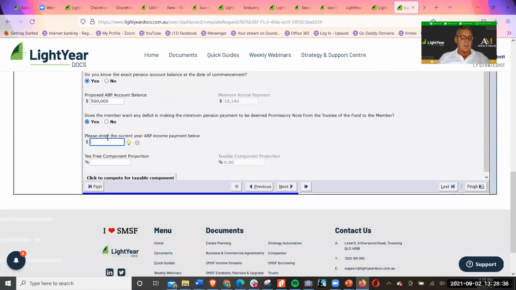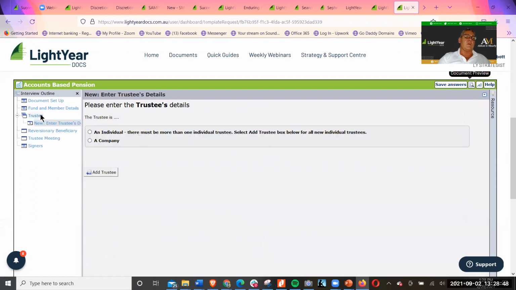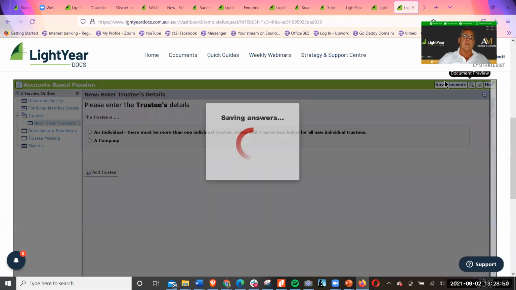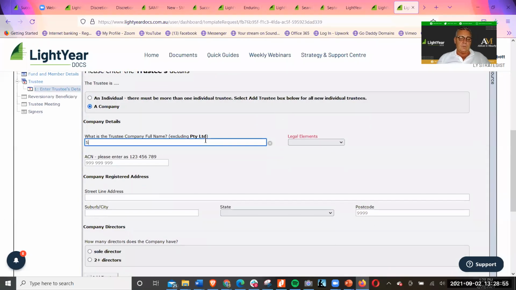Current year pension payments, we said, were $20,000 and 30%. So it didn't take me long to get there. I compute. I then do the trustee. So again, save the answers. Company there, Smith. Okay, 5.